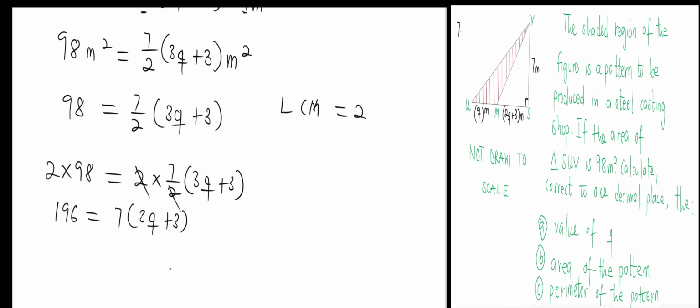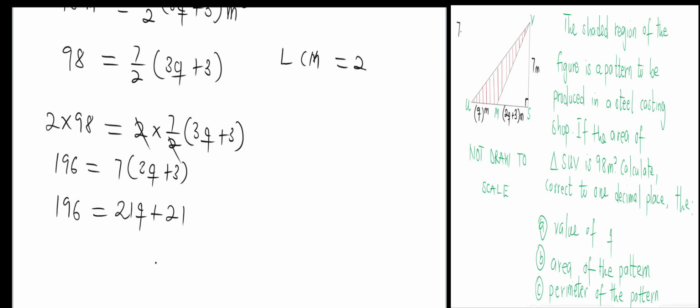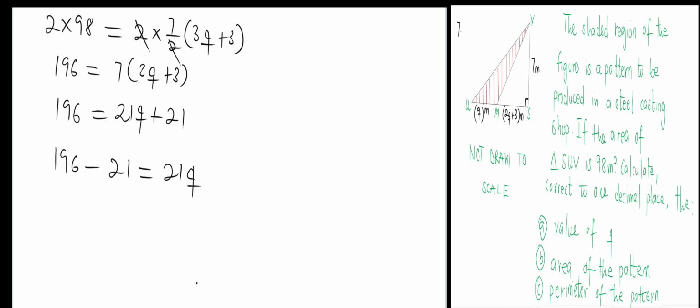Good. So we are getting 196 equal to 21Q, expanding the bracket, plus 21. We are to find the value of Q, so make Q the subject by transposing 21 to the left hand side of the equation. So we have 196 minus 21 equal to 21Q. We subtract the 21 from 196, and that will give us 175. So we have 175 equal to 21Q.